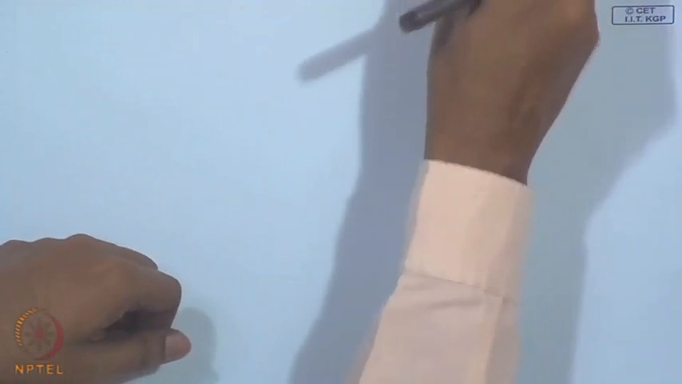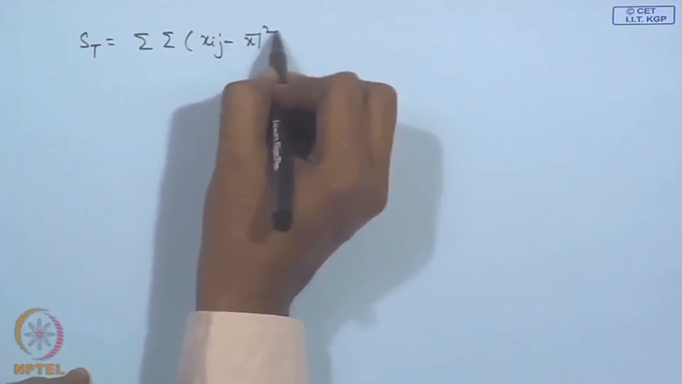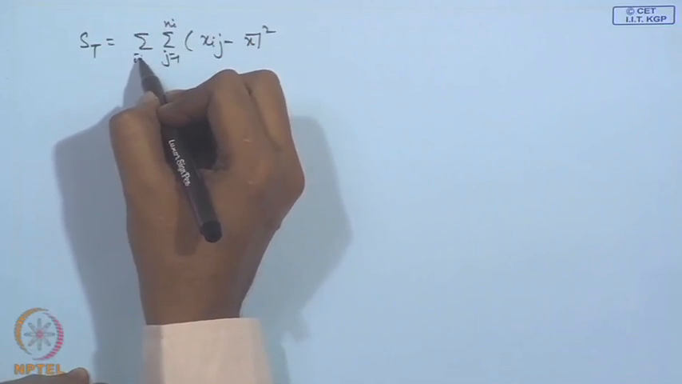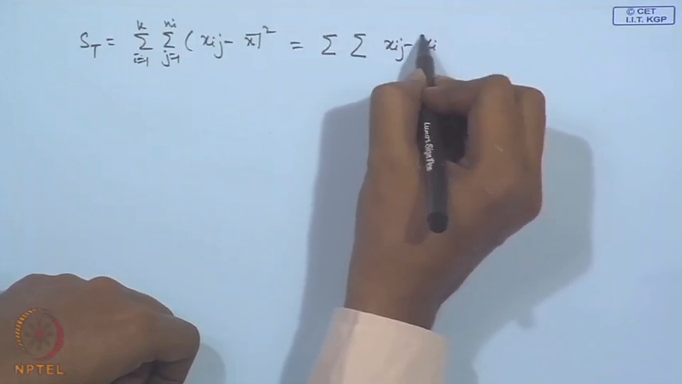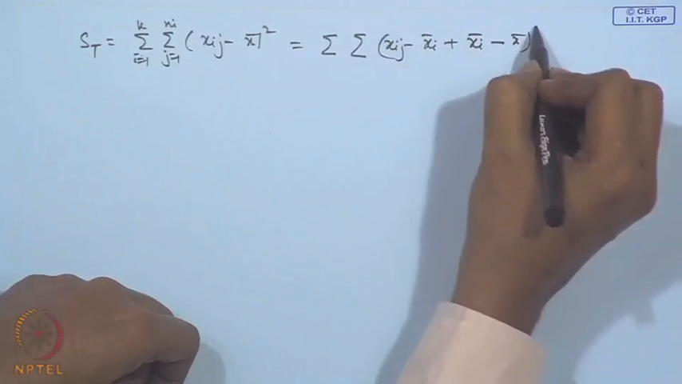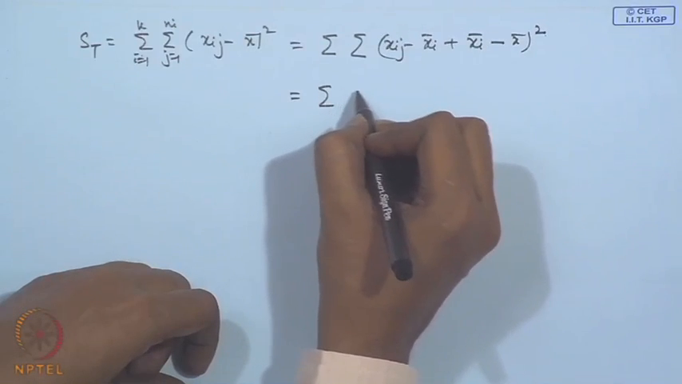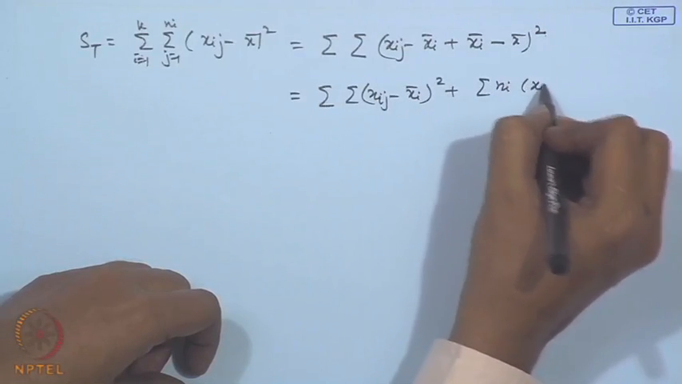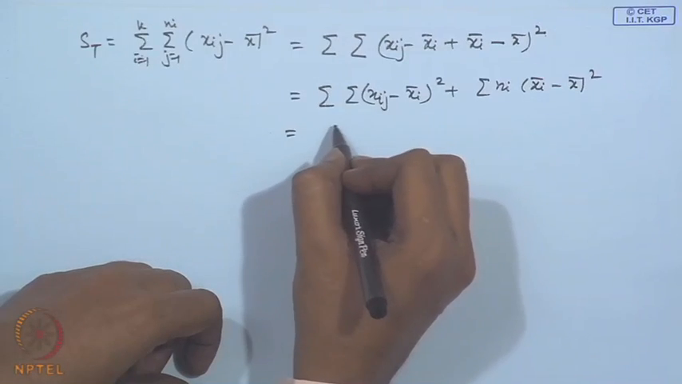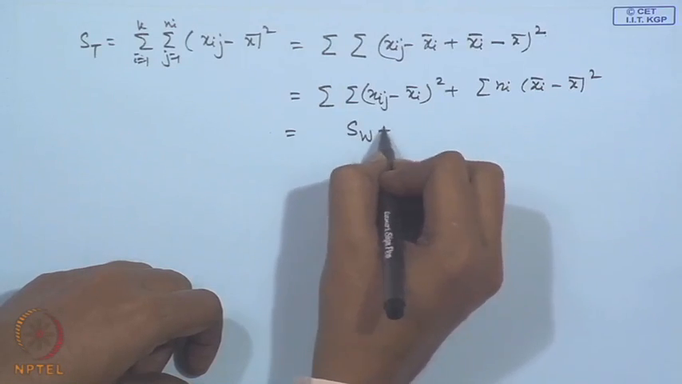So, the purpose of writing this S_w and S_t is to explain the type of terms that we are getting, and this S_t you can actually write as double summation (x_ij minus x bar) square. Here you add and subtract x_i bar. So, this gives me (x_ij minus x_i bar plus x_i bar minus x bar) whole square. So, this becomes sigma (x_ij minus x_i bar) square plus sigma n_i (x_i bar minus x bar) square. So, this is equal to S_w plus S_b.